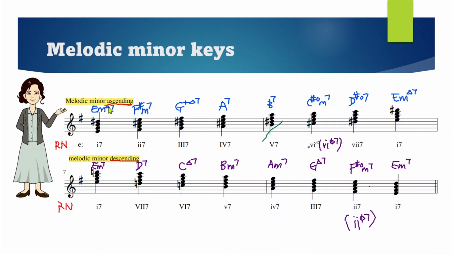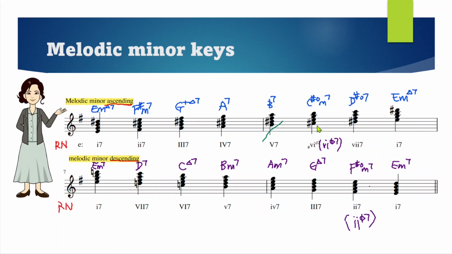I 7 is E minor major 7, same as harmonic minor. II 7 is F sharp minor 7. It is changed because of the 6th note raised. The III 7 is a G augmented major 7, same as harmonic minor. The IV 7 changed the quality to dominant 7 quality because there is a C sharp, the 6th note raised.